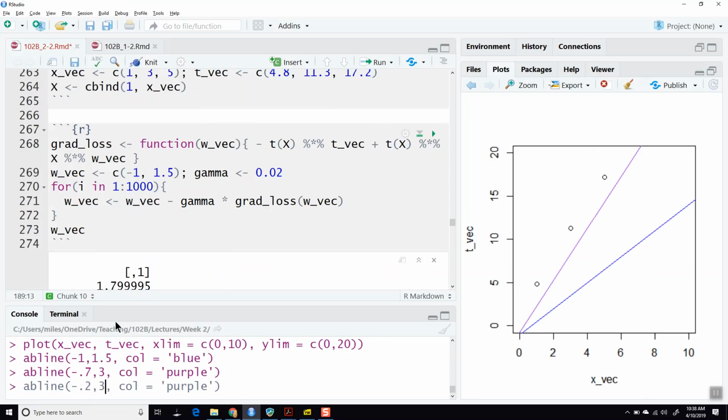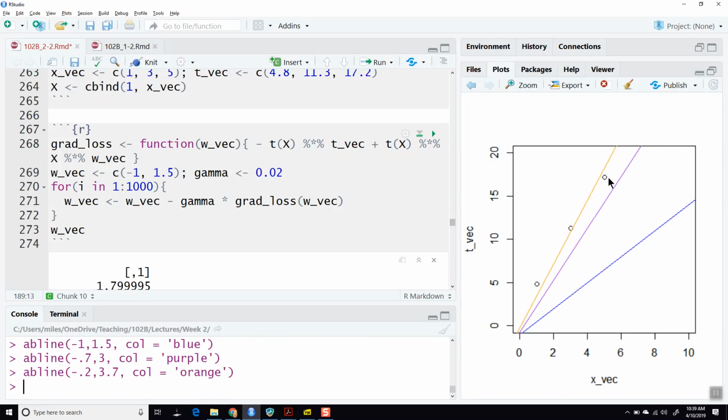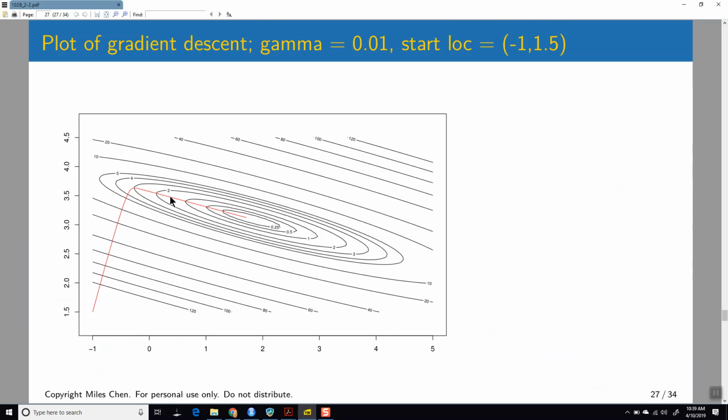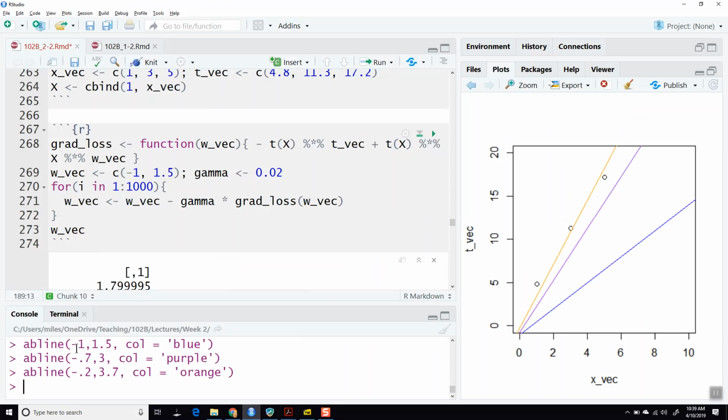So negative 0.2 and maybe 3.7, and I don't know what a good color would be. We'll go ahead and do orange, okay? And so we're kind of around here, and now we're saying, okay, let's adjust and decrease the slope a little bit, but let's also increase our intercept. So maybe at the next location we're going to test out an intercept of 1 and a slope of maybe 3.4-ish, okay?